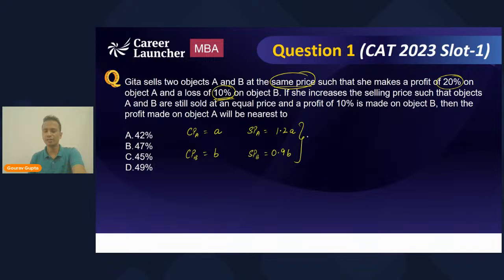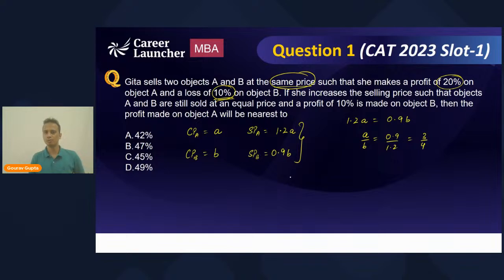Now you are given that the selling prices are the same. So I can equate these two. So 1.2A is equal to 0.9B. And from here, I can find out the ratio of A and B, which will be 0.9 upon 1.2. And upon simplification, it will come out to be 3 upon 4. Okay, I hope this part is clear. Done. Now, once I have got the ratio of the cost prices of A and B, what you can do is you can assume the values of A and B, which are in the ratio of 3 is to 4.